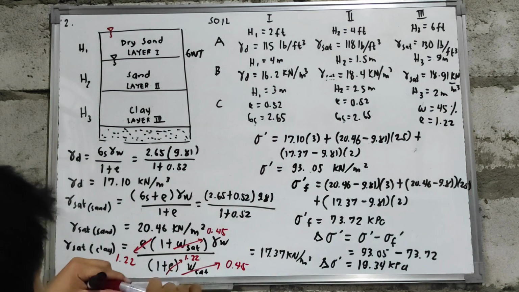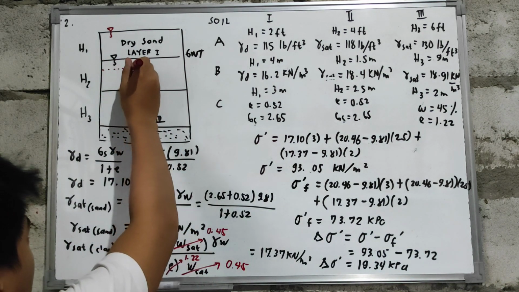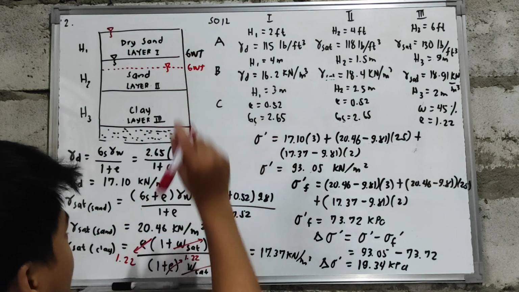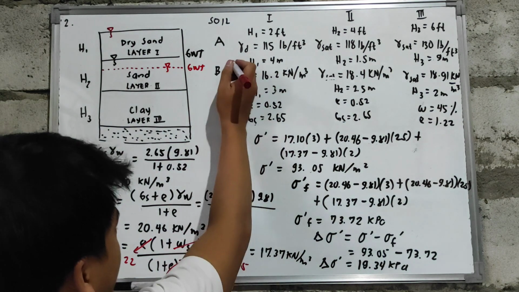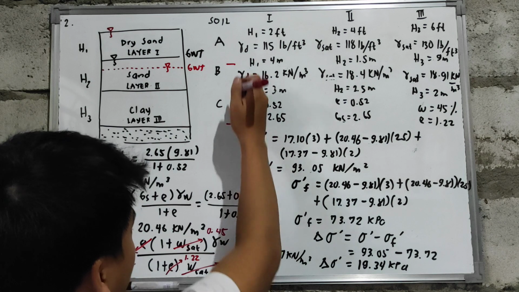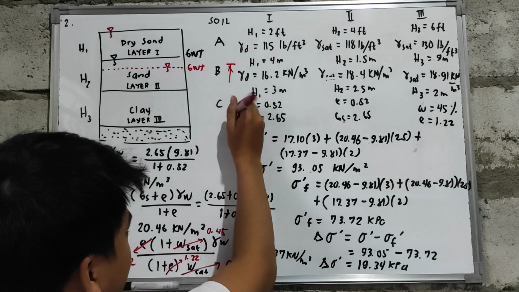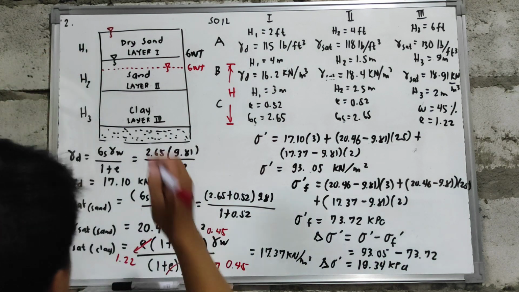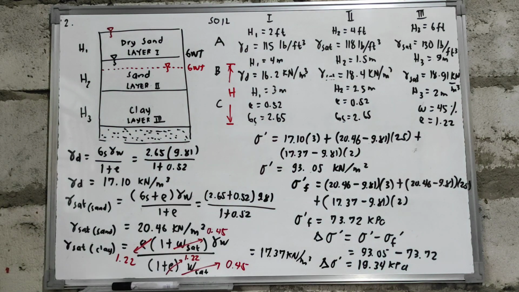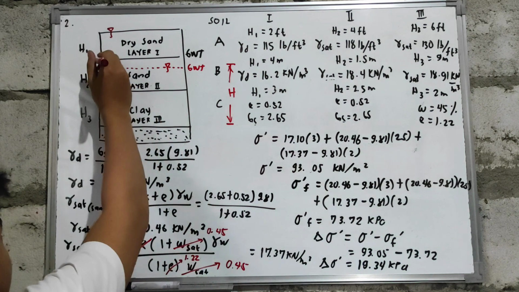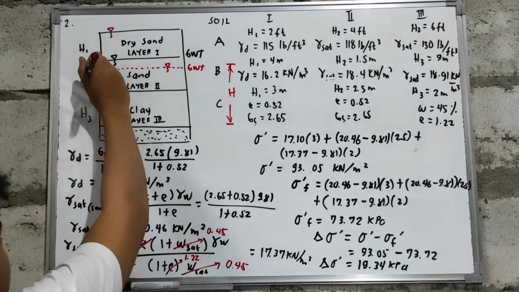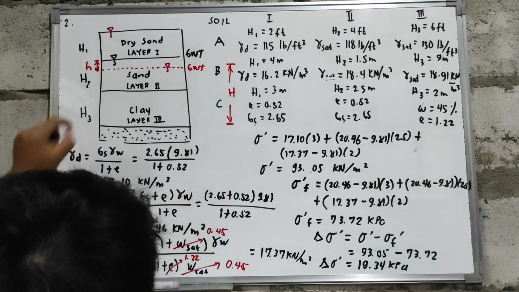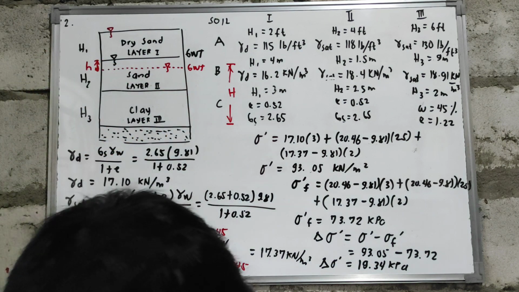So sabihin natin, ito na ngayon yung bagong groundwater table natin. So this is our new groundwater table. So from the groundwater table hanggang sa bottom ng clay layer natin, designate natin yan as capital H. So next naman yung pagbaba ng groundwater table natin, sabihin natin that is small h. So this is small h. So ngayon, paano natin hahanapin yung value ng h, small h, at saka yung capital H natin?